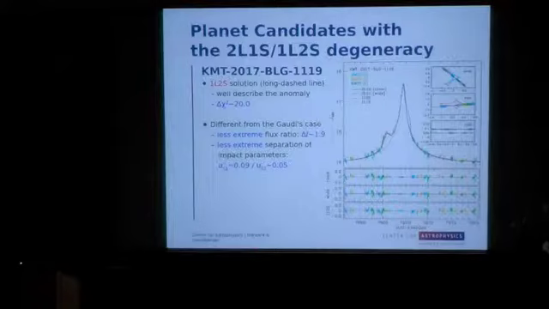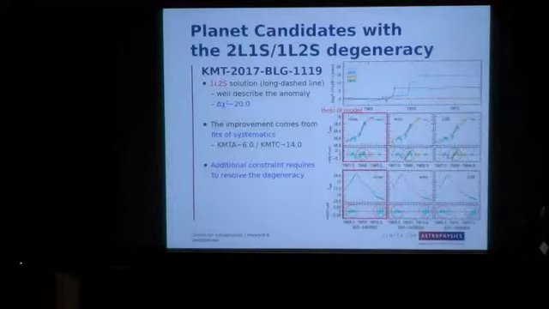But the important thing is this binary source solution is different from the typical Gaudi case. Gaudi already showed the binary source has a less extreme flux ratio, and the separation between the binary sources is less extreme. Delta chi-square 20 is kind of marginal. Somebody says I can resolve this, somebody says I cannot, but my conclusion is that this delta chi-square comes from fitting the systematics of the data.